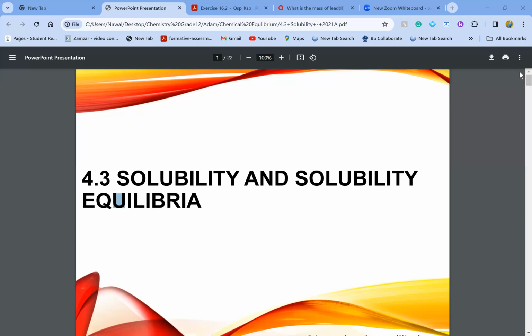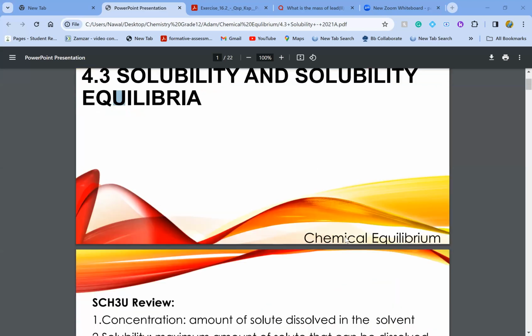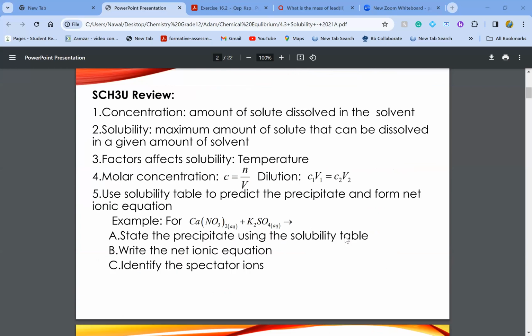Bismillah. Okay, so our lesson is solubility and solubility equilibria. Equilibria means many equilibria, not just one equilibrium, because we are studying more than one compound. So this is the title of our lesson.